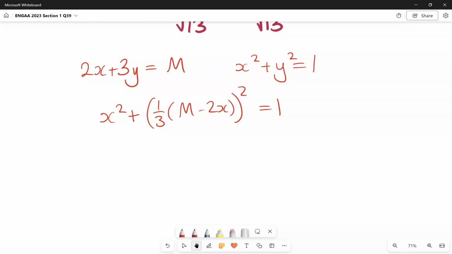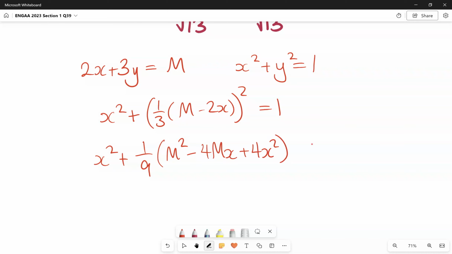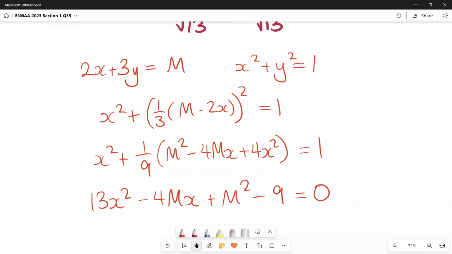But here, let's proceed. We have x squared plus 1 over 9, a third squared. Then we have m squared minus 2 times 2, so that's 4mx, and then plus 4x squared. This is equal to 1. If we multiply everything by 9 and then carry things over, we have 9x squared and then 4x squared. This will be 13x squared. Then we would have had the minus 4mx. And then we would have had the m squared here, and then 9 times 1 on the other side, and then taken over is minus 9. It's equal to 0.